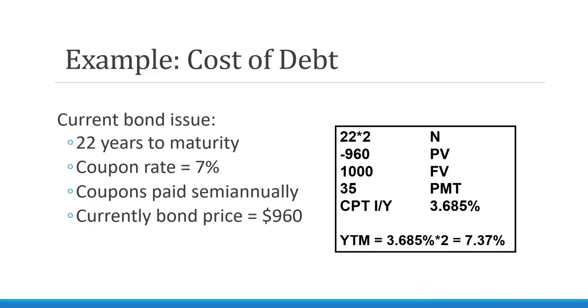So an example for calculating cost of debt is that we have a current bond issue of 22 years to maturity with a coupon rate of 7% and semi-annual coupons. Current bond price is $960. We use the yield formula to calculate the yield to maturity and get a yield of 7.37%.